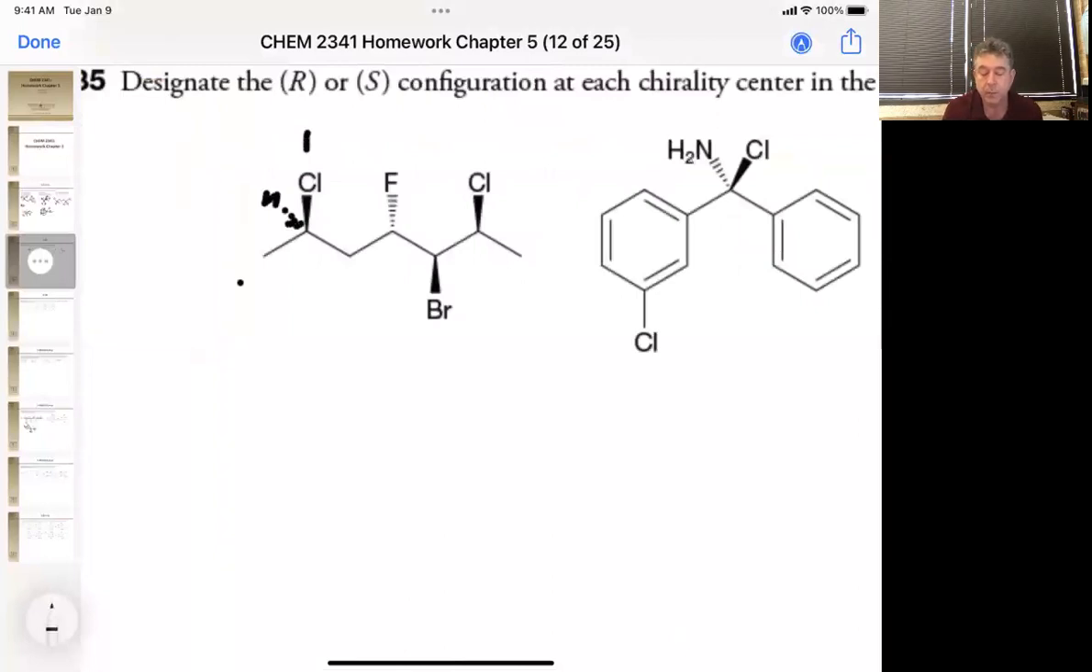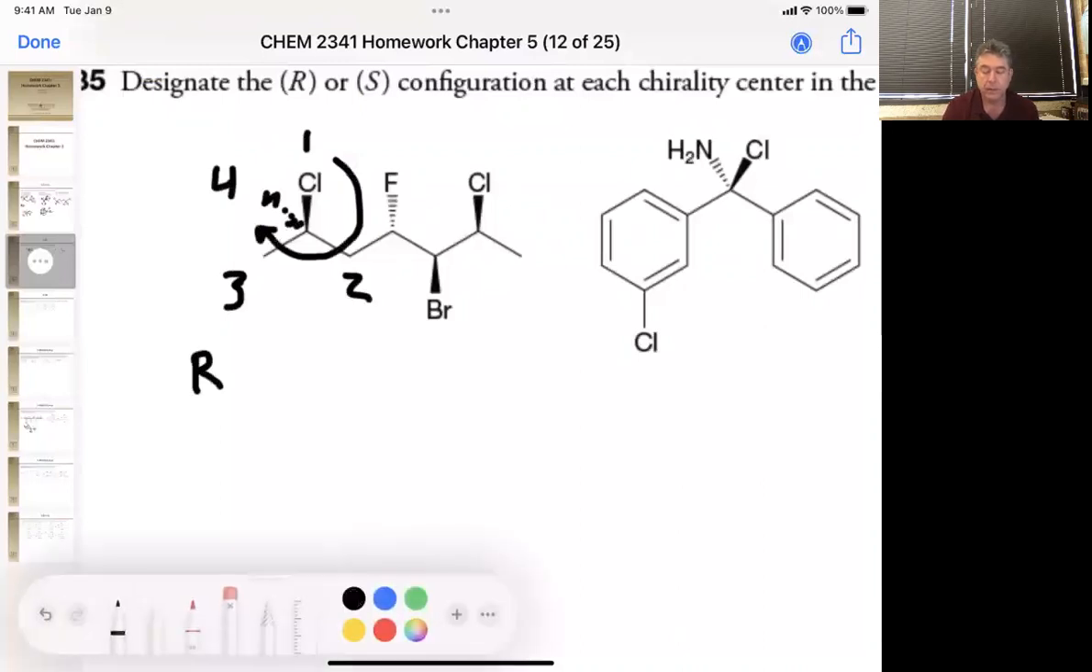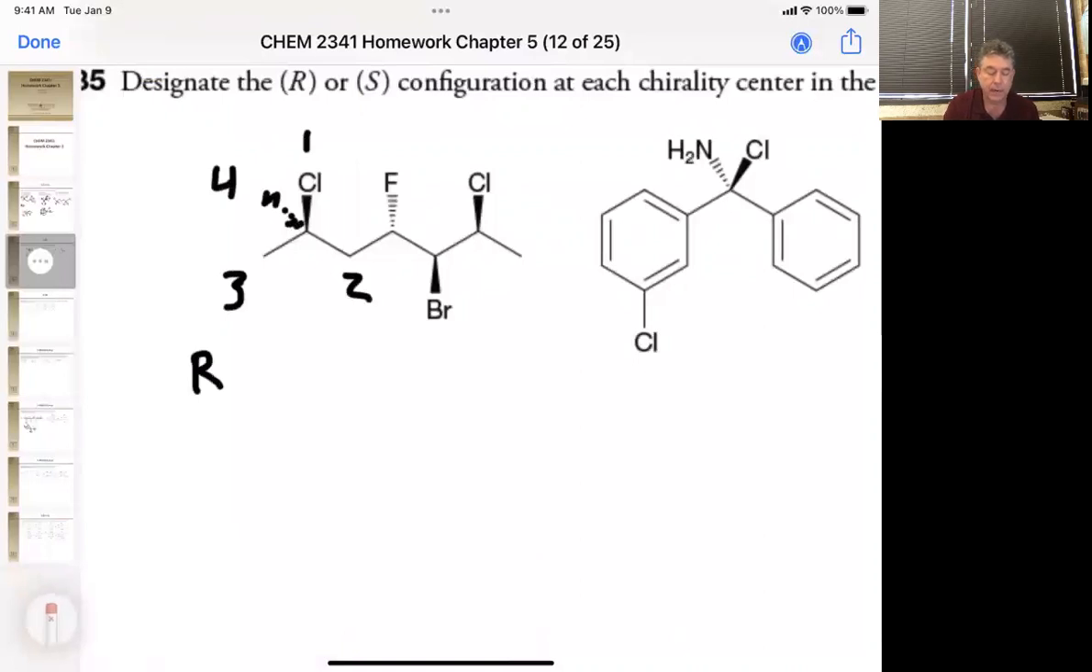Chlorine is going to be number 1. The carbon with a carbon bonded to it is going to be number 2. This is going to be number 3. And of course, our hydrogen is going to be number 4. So that's 1, 2, 3, and that's a clockwise motion, so this first center here is going to be R. Okay, now let's take that away and do the next center.